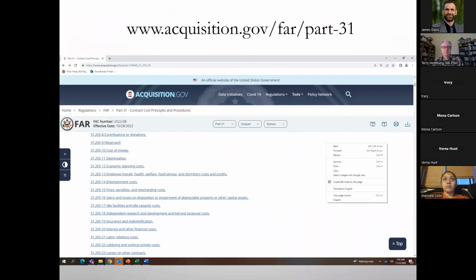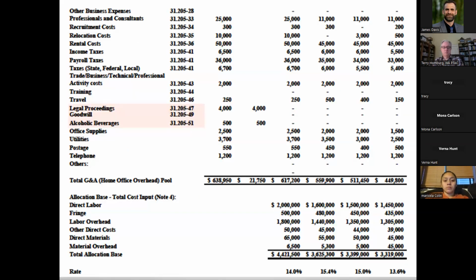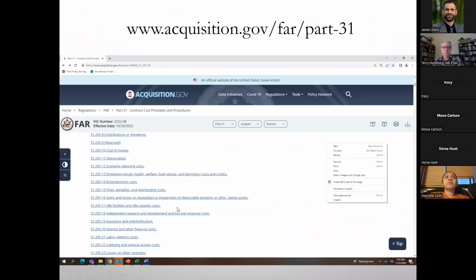Okay, now, remember I gave you all these references right here. All these citations are in the FAR. You can just type in FAR 31 and it'll pop up. Acquisition.gov is where you'll find a copy of the FAR. There you'll see all of these individual categories: cost of money, depreciation, economic planning costs. They don't cover everything. I've got to tell you, when you start looking at utilities and things like that, it's a little hard to find them. Sometimes you have to make an educated guess, but all of them are supposed to fit into these categories.